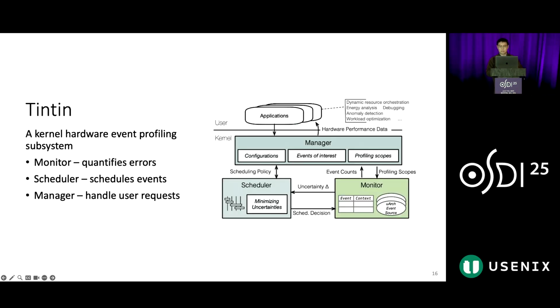So based on these insights, we propose Tintin. Tintin is a profiling subsystem built inside the kernel. It has three modular components: monitor, scheduler, and manager. These three components work together as follows. The monitor quantifies the errors at runtime. Then it will report these errors to the scheduler. The scheduler will leverage this information to generate an event schedule.